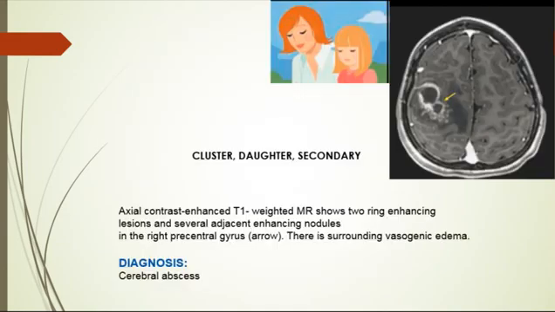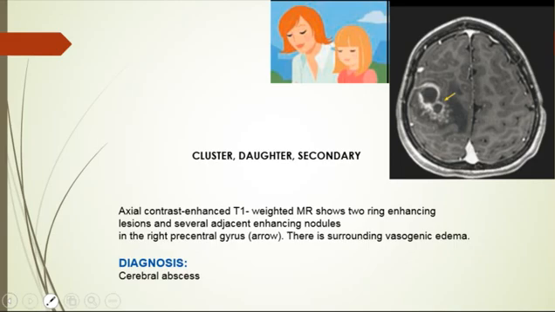So, as we said, there are two ring enhancing lesions and several adjacent enhancing nodules in the right precentral gyrus with surrounding vasogenic edema. It's very indicative of an abscess, cerebral abscess, okay? Causes of cerebral abscess can be penetrating trauma, surgery, direct spread of adjacent infection, or hematogenous dissemination. Various bacterial, fungal, parasitic pathogens have been described.